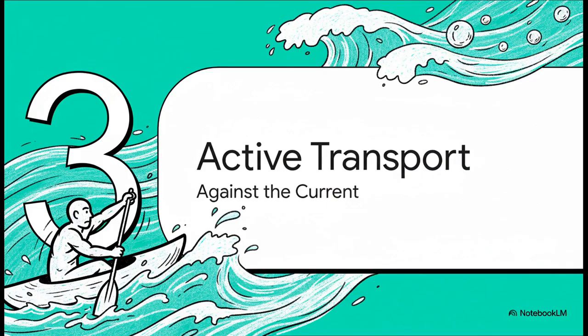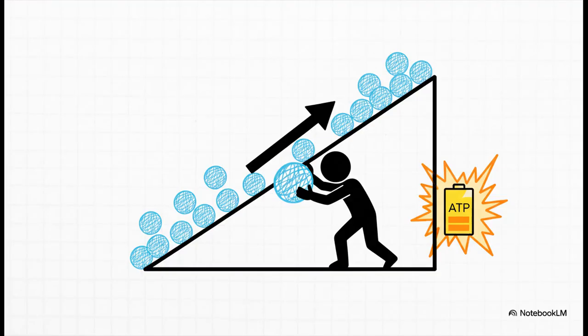If passive transport was just floating down the river, active transport is like grabbing a paddle and fighting your way upstream, completely against the current. So this is the most important thing to remember. Active transport moves things against their concentration gradient. It's forcing molecules from an area where there aren't many to an area where they're already crowded. And to pull that off, to push something uphill like that, the cell has to spend its energy currency, a molecule you might have heard of called ATP.